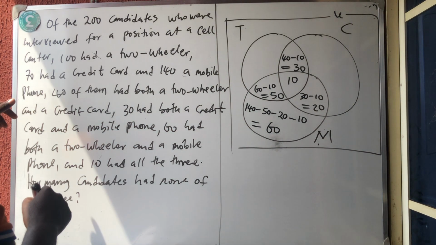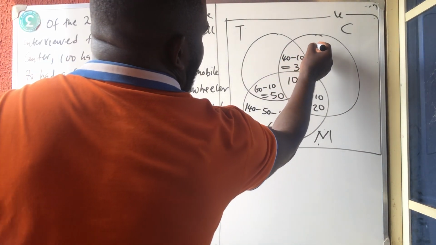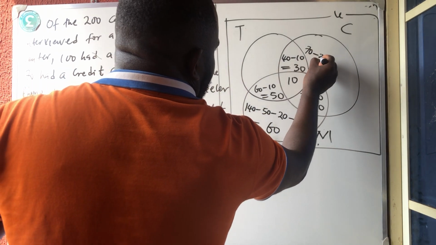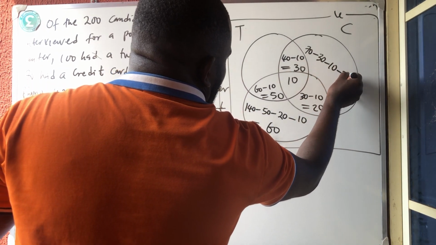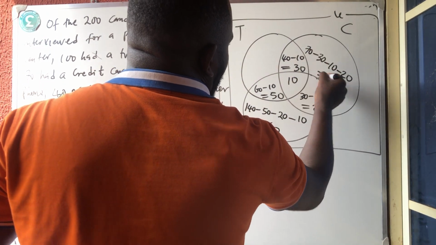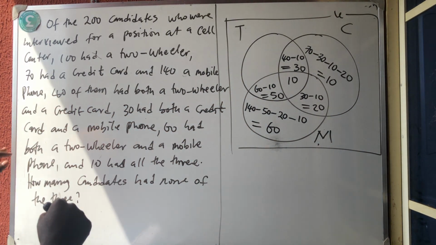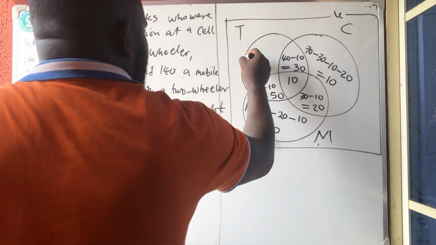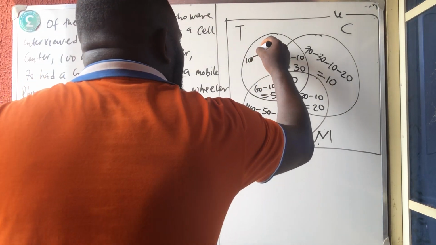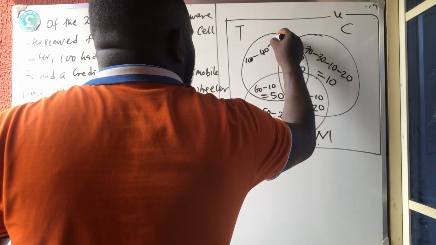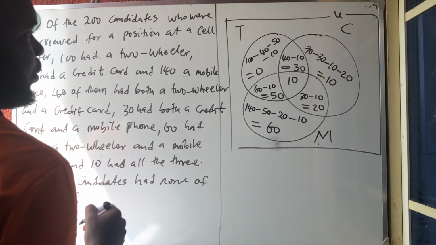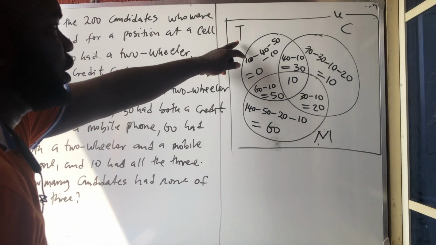Let's go to the next one. 70 had credit card, and they did not say only. So I must say 70 minus everything that entered inside of credit card: 70 minus 30 minus 10 minus 20. That is 30, 40, 60, so 70 minus 60 is 10. Then they say 100 had two-wheeler. So 100 minus 40 minus 50 minus 10, which is 0. So nobody did only two-wheeler.